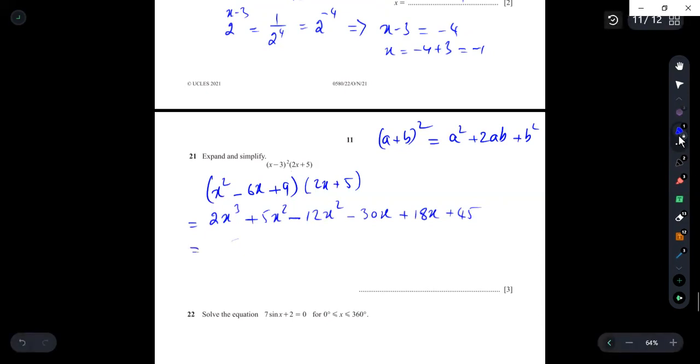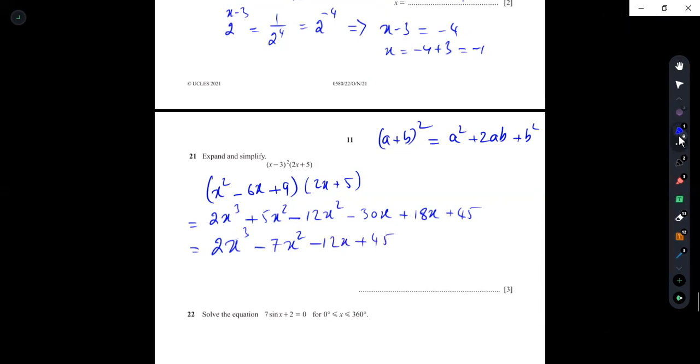X cubed is a single term, no x cubed other than this, so it will stay as it is. 5 minus 12, both are x squared, so minus 7x squared. Negative 30 and plus 18, both are in x, so it will become negative 12x, and positive 45. So that's our answer in this form.